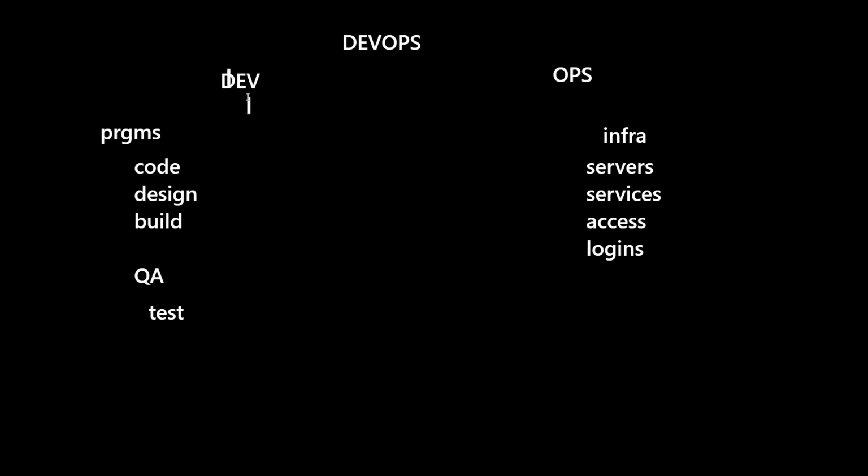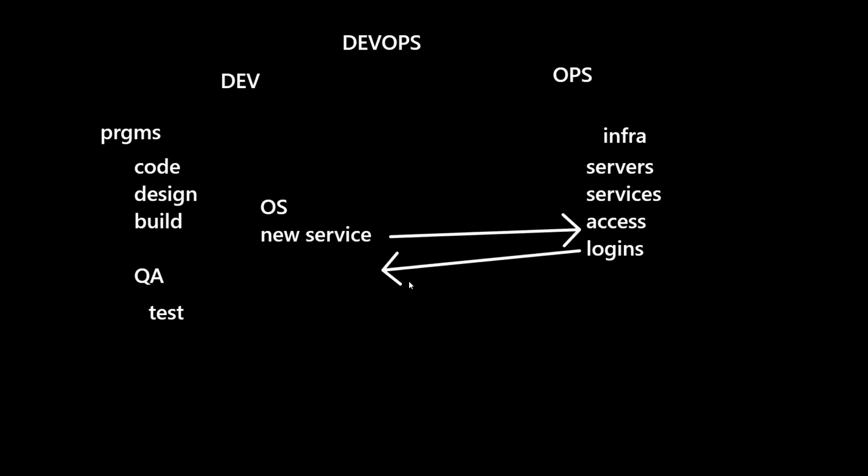And let's suppose developers, and testers also, need some new operating system or some new service to test their application. If they need any changes to the infrastructure, they would request the ops team, right? Or else the ops team should serve the request of this dev team by providing the requirements they have.